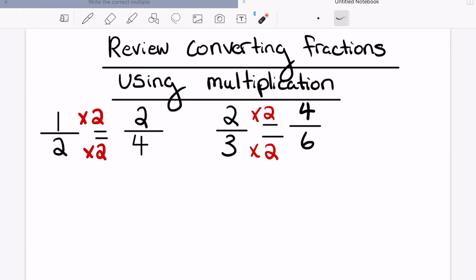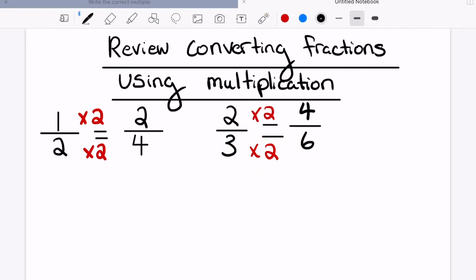So we can also do different numbers. We don't always have to do times 2, times 3. We can do times 4, times 5, times 6, times 7. You can multiply by any number, but whatever you do to the numerator, you have to do to the denominator.